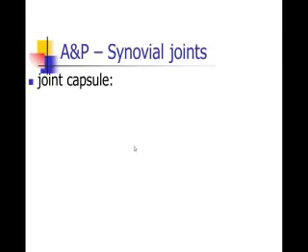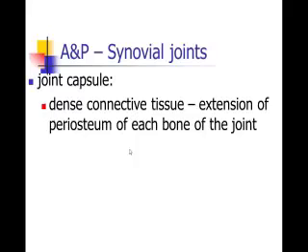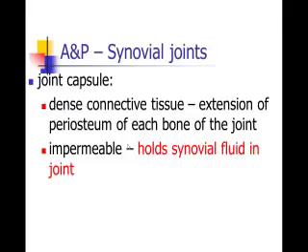The joint capsule. Joint capsule is going to be dense connective tissue. It is an extension of the periosteum of the bones involved in the joint, and it's impermeable, so it helps hold the synovial fluid within the joint. And this is valuable. That's good news and bad news.